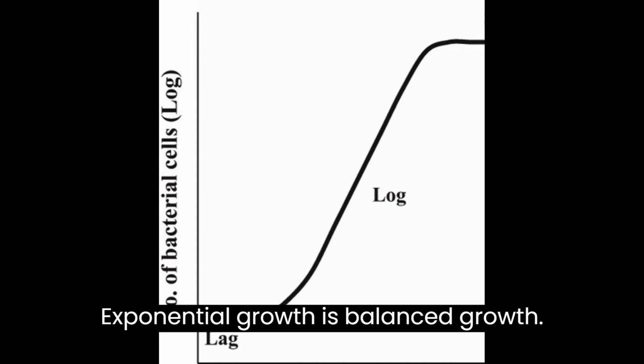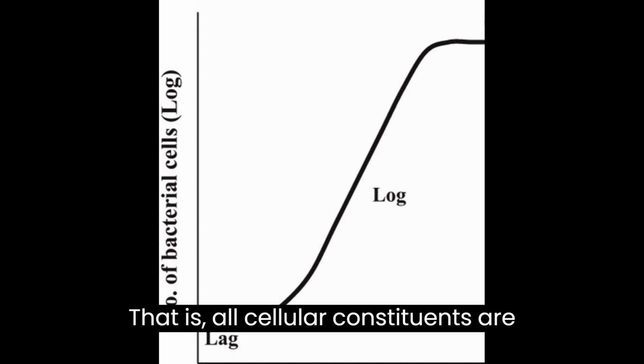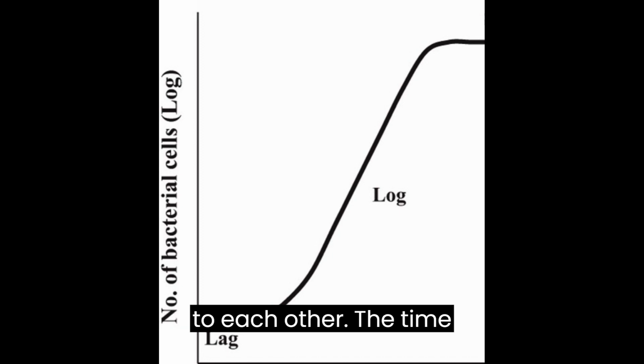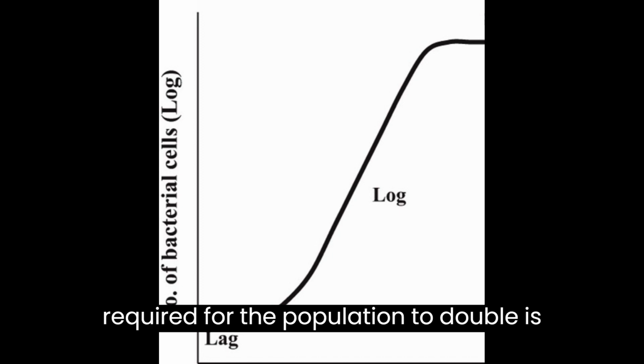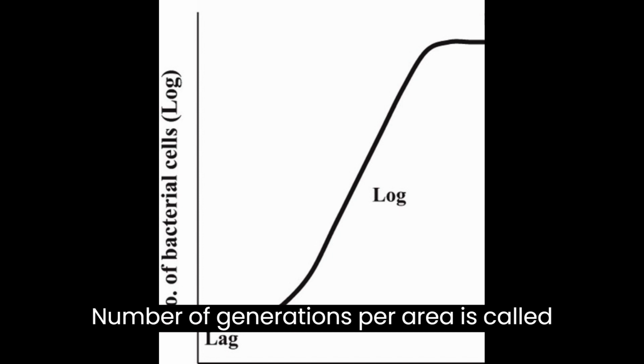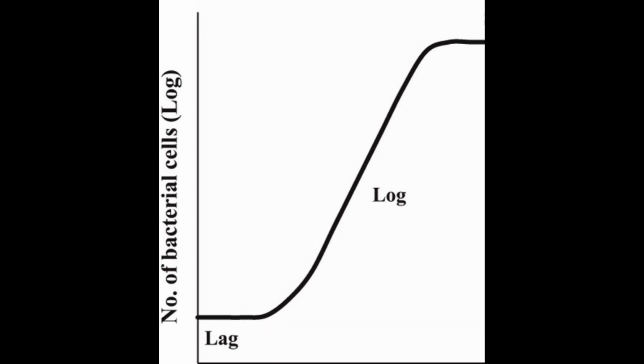Exponential growth is balanced growth. That is, all cellular constituents are manufactured at constant rates relative to each other. The time required for the population to double is called the generation time. Number of generations per hour is called growth rate, and it is the reciprocal of generation time.